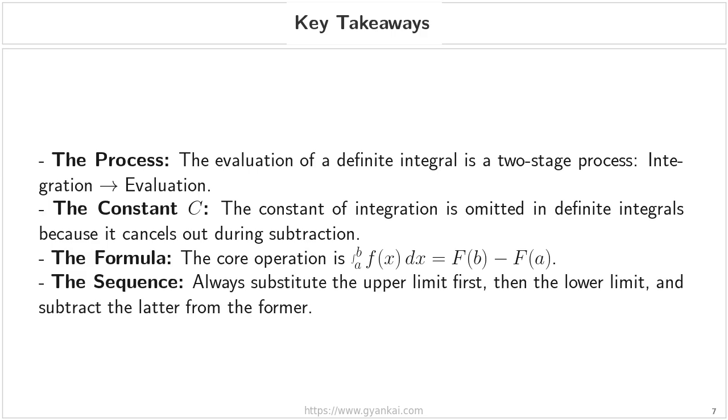Finally, the sequence. This is a really common mistake students make, so pay close attention. When you're evaluating the antiderivative at the limits of integration, always substitute the upper limit first, and then subtract the value obtained by substituting the lower limit. So, it's always upper limit minus lower limit. If you reverse this order, you'll end up with the wrong sign for your answer. Think of it as big minus small. You want to subtract the smaller value from the larger one.